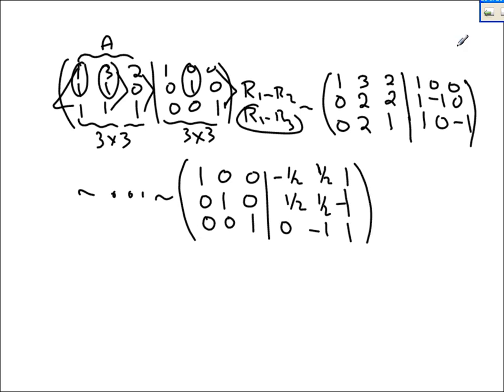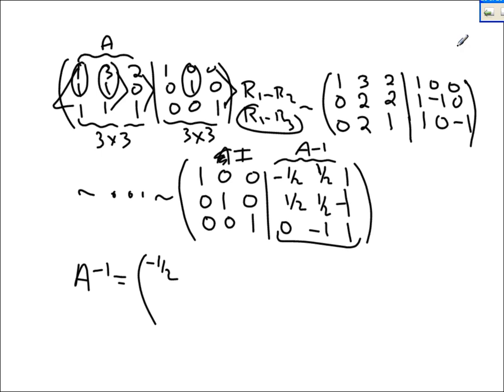This is the identity, and what's left over on the right is the inverse. The identity is at the left, A inverse is at the right, namely here. This here is A inverse.